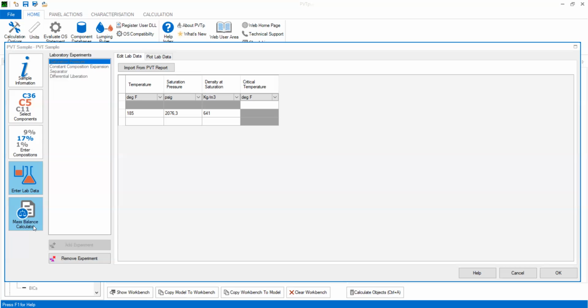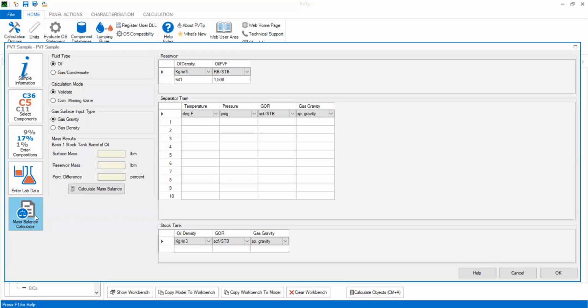Okay, so again, this is mass balance. We need to check whether there is balance between surface mass and mass in reservoir condition. To perform this quality check, we select the mass balance calculator. Very good. And then we need to enter the required data from the lab report.